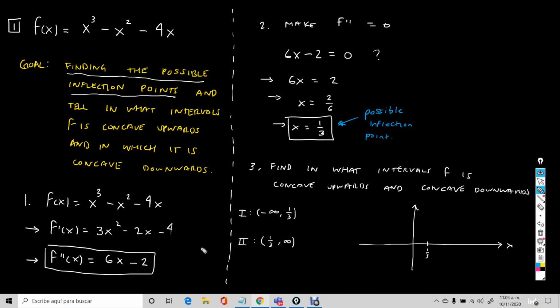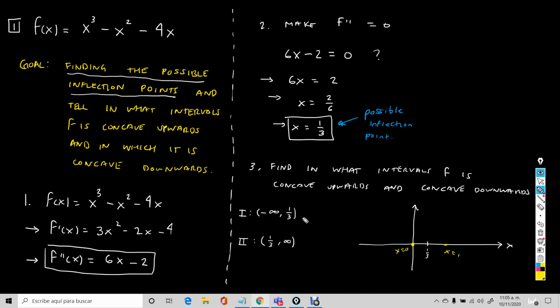Well, you're going to use the second derivative one more time, and evaluate it at any point to the left and to the right of your possible inflection point. Choose whatever you want, it doesn't matter. Choose simple numbers. If you choose 0, that's the simplest number, because a lot of things go to 0 and it's very simple to evaluate. So I'm going to choose x equals 0 and x equals 1, one number to the left and one to the right of this possible inflection point.